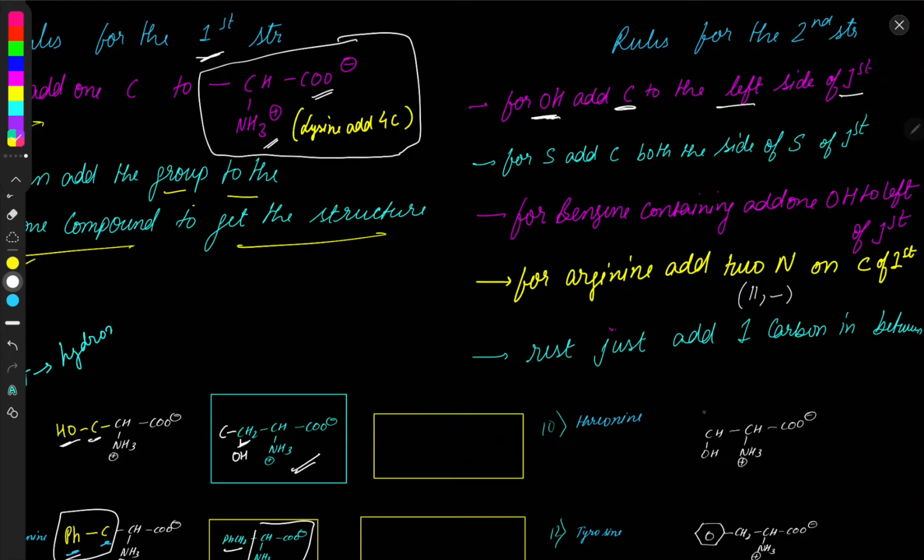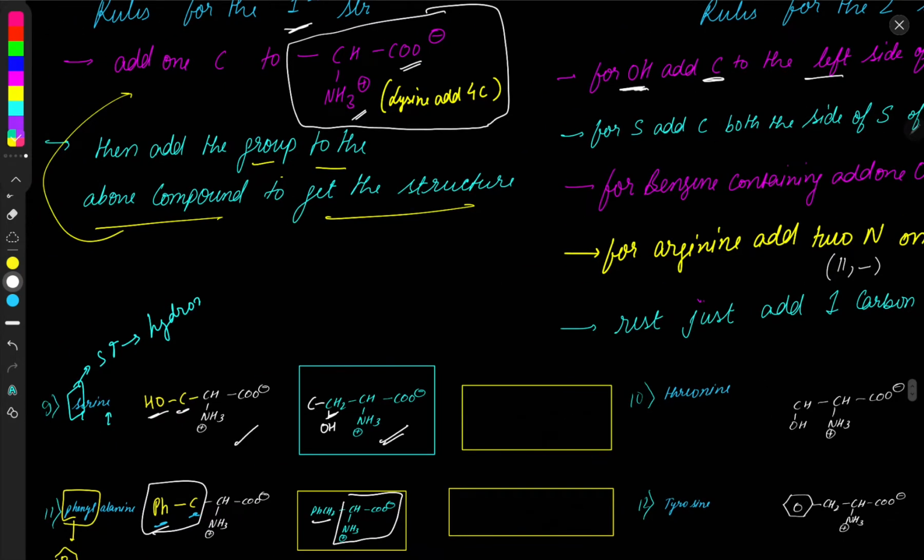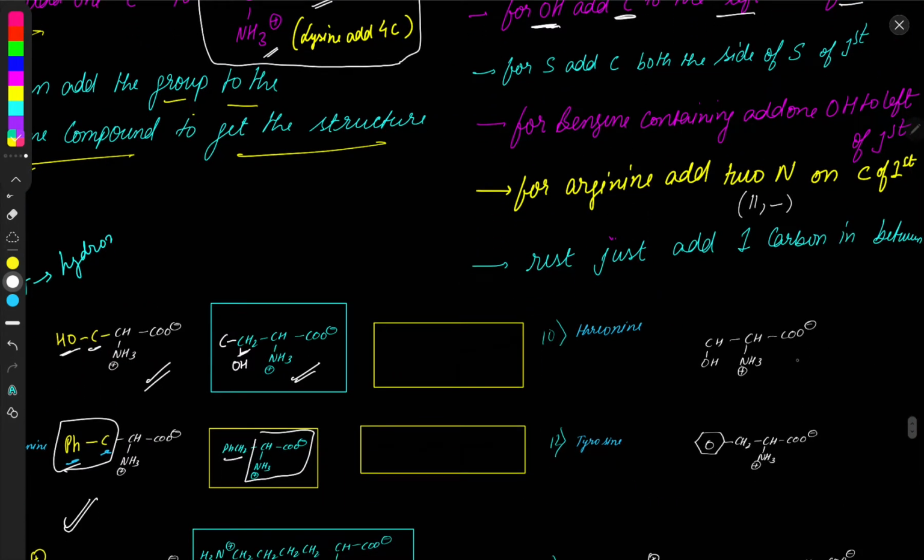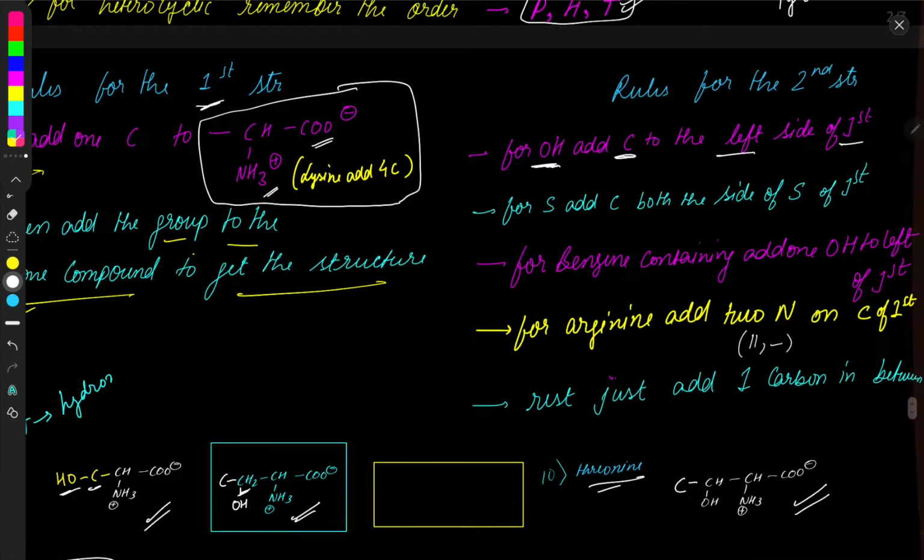Just add carbon here. This was the structure of serine. Now add one carbon here. So we got the structure of threonine. Okay, simple. For sulfur containing group, add carbon on both sides of S of the first compound.